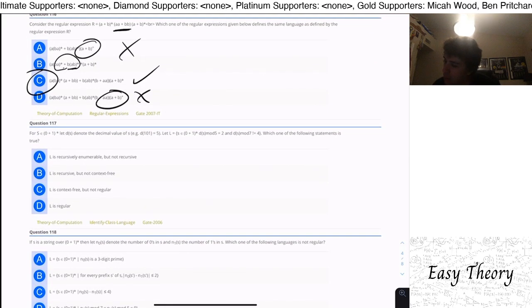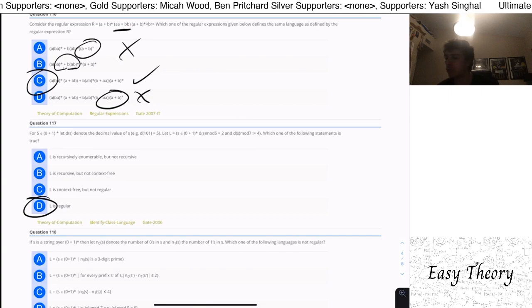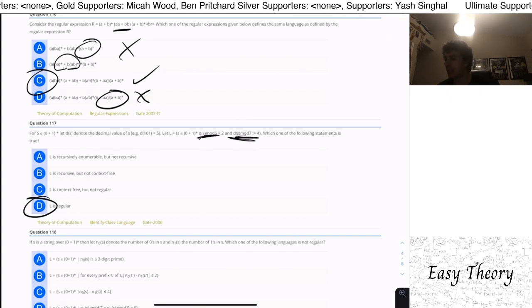Okay. Let d(s) denote the decimal value of s. Its modulo 5 is 2 and modulo 7 is not 4. Which of the following statements is true? It's regular, I'm pretty sure. Yeah, because what you can do is just look at all the possible cases of what could happen and then make the product DFA for the whole thing.